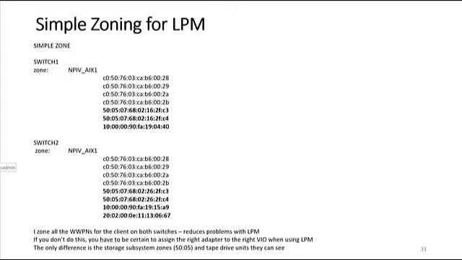It's very simple, it's easy to understand, it's easy to document, and it's easy to fix when you have a problem. When you start to have zones that are pages and pages long because somebody is zoning every adapter port, A, it's not relevant in an LPM environment, and B, it is a nightmare to debug.